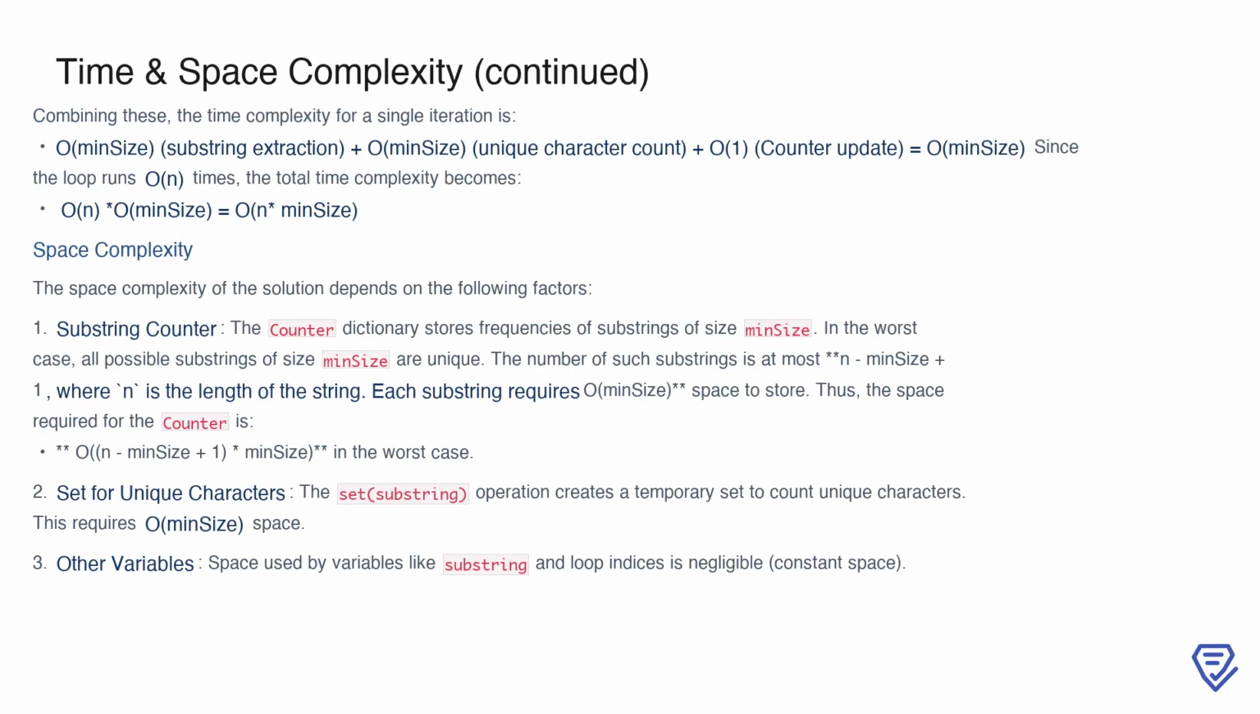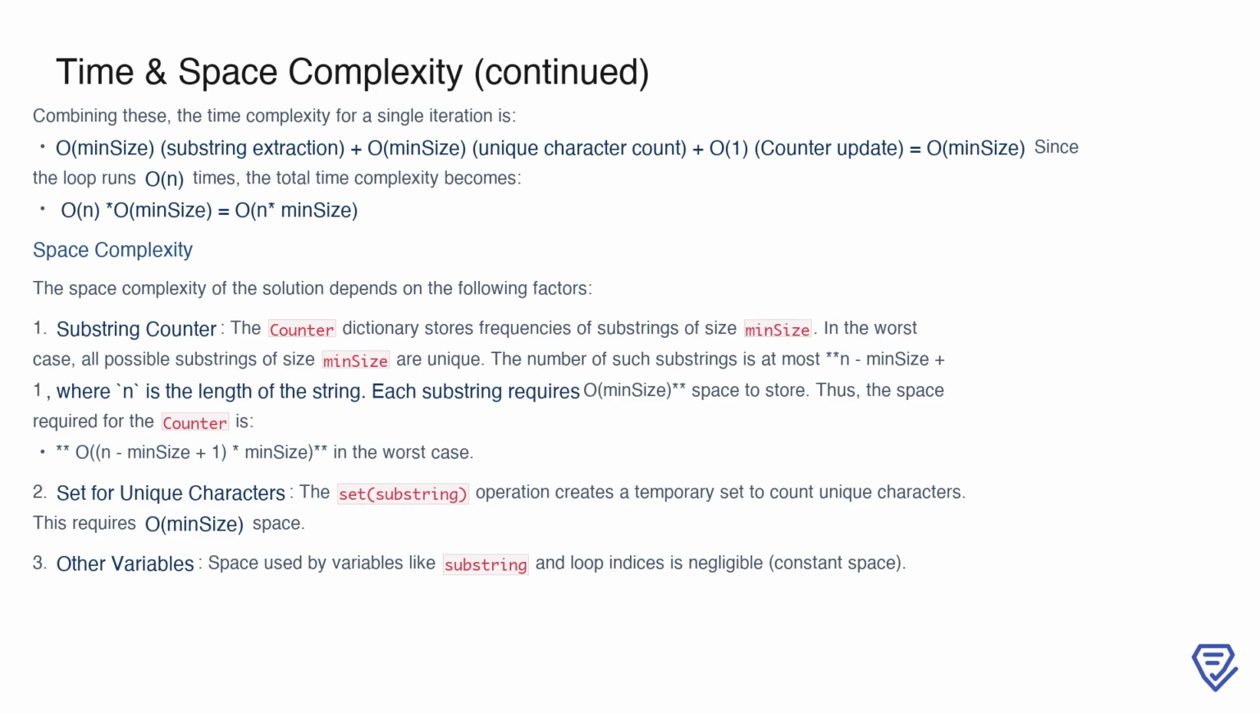When we combine all the steps, the time complexity for a single iteration becomes O(min size) for substring extraction, unique character counting, and counter updating. Since the loop runs O(n) times, the total time complexity is the product of these, resulting in O(n * min size). Now, let's move on to the space complexity.